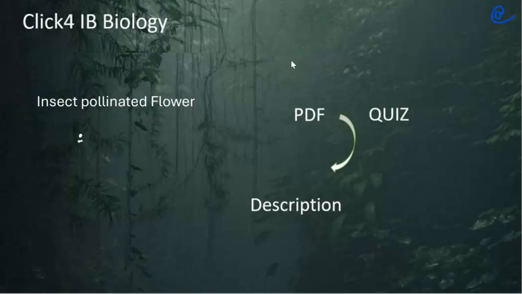We are studying in section D 3.1 reproduction, and in this particular video we're going to be looking at insect-pollinated flowers.